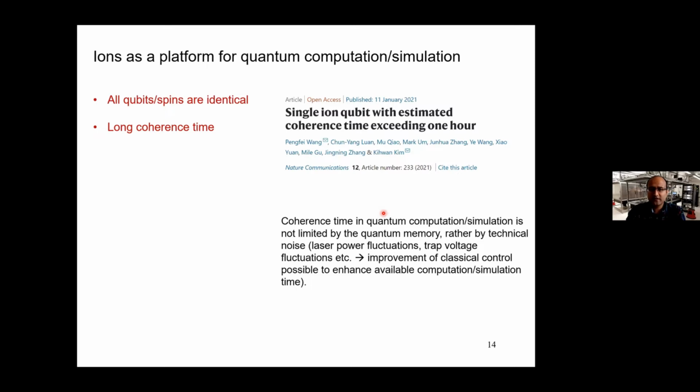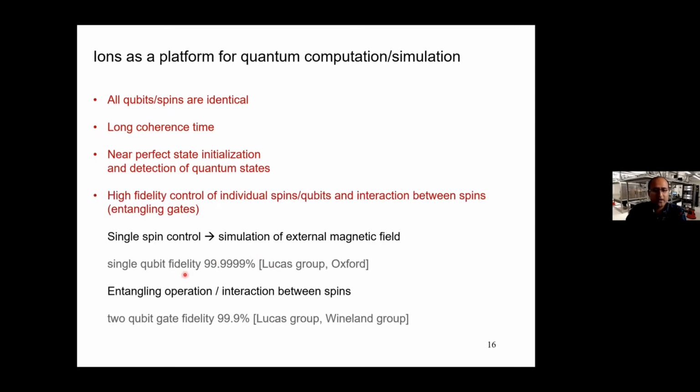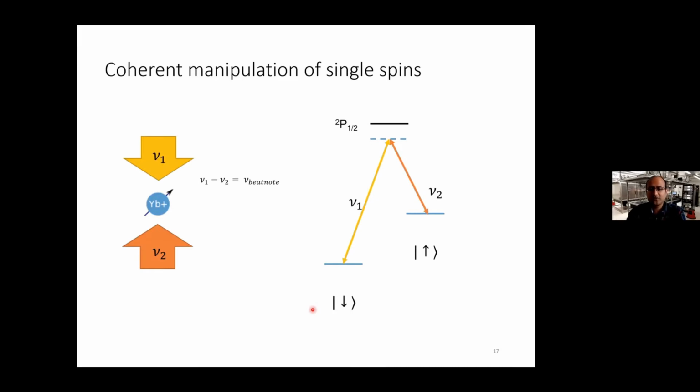With the progress of technology, the lasers are getting better and better over the years. The usable time over which you can actually do a quantum simulation experiment is also getting longer and longer. All qubits are identical, unlike some man-made qubits. You can use standard AMO techniques for near-perfect state initialization and detection of these quantum states that are useful for both computing and simulation. And you can have really impressive fidelity for state detection and preparation errors. And finally, trapped ions allow you to simulate various kinds of entangling operations or Hamiltonians with also very impressive fidelity.